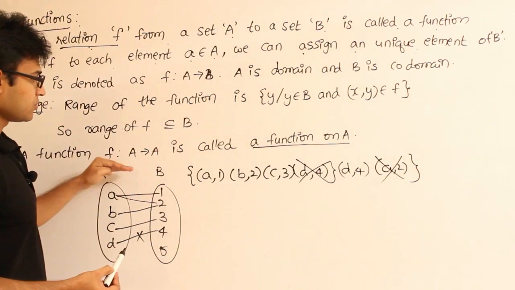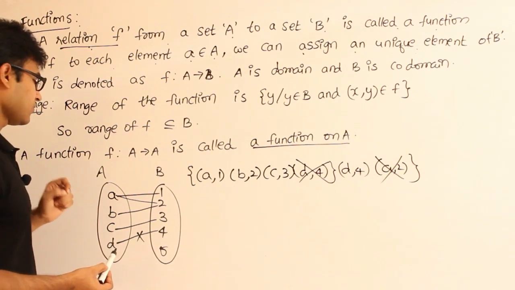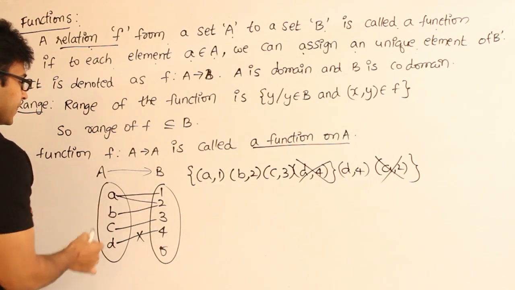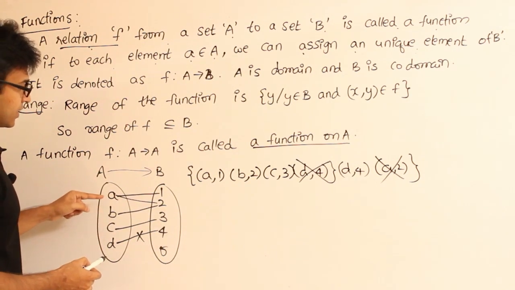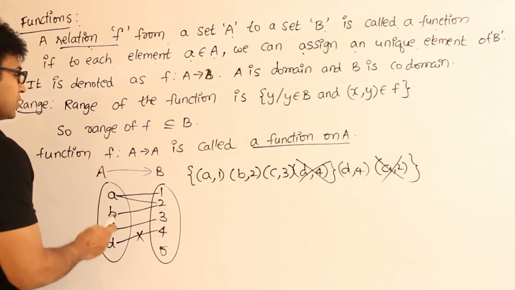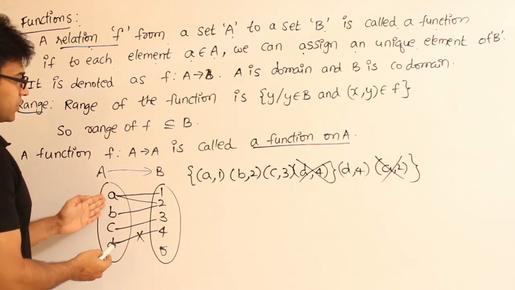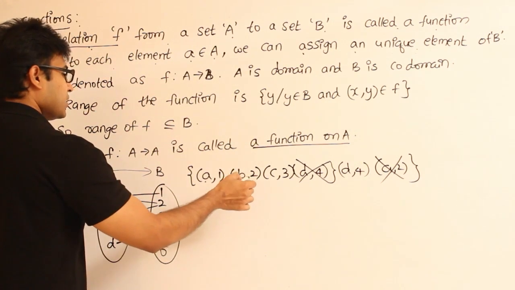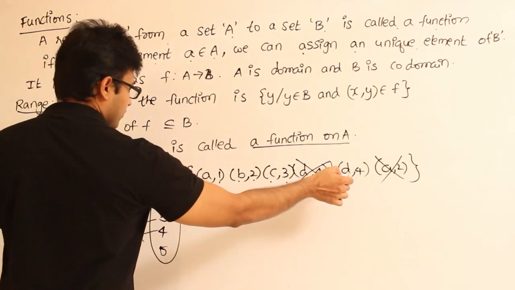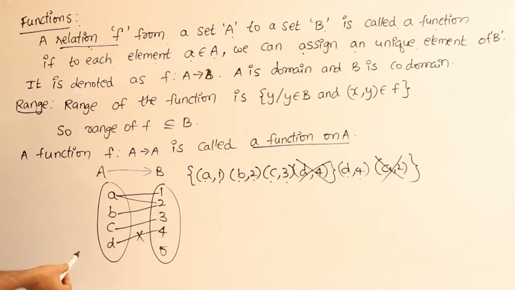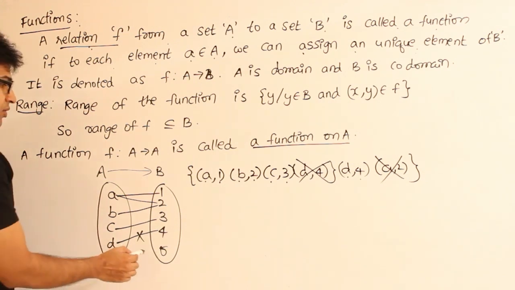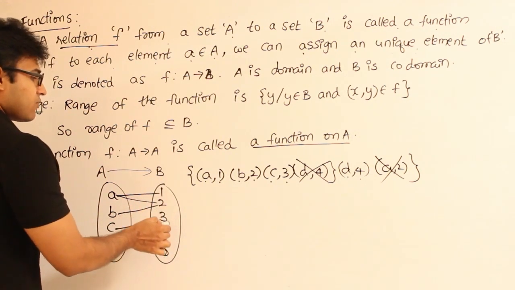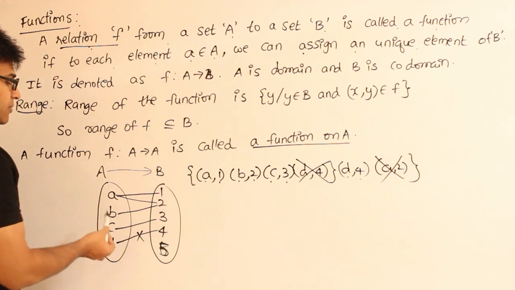So if a relation has to become a function, it has to satisfy exactly one property. What is it? If the relation is from A to B, every element in A should get exactly one element in B. That is also called the image. So image of a in B, in this case, is 1, image of b is 2, image of c is 3, image of d is 4. So if you have that, that is called a function, and you need not have a pre-image for every element in B, which means there is no requirement that every element in B has to be mapped to.